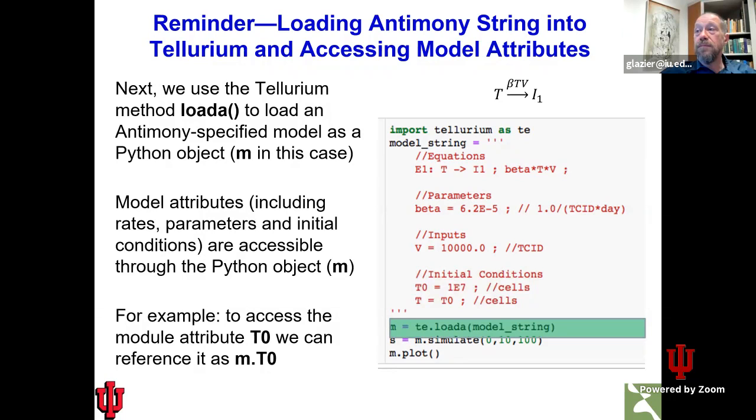And that comes up in a little bit, because we can reference a parameter or a variable. Suppose we load our model as M, then M.parameter or variable name is the value inside of Antimony. So if I set M.T0 to be 1e7, M.T0 outside in Python gives me the value 1e7. M.T, where T is a variable, gives me the current value of T, whatever that is. So they have somewhat functionally different forms.